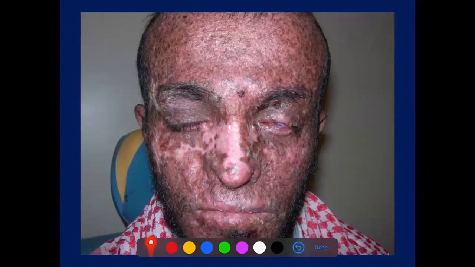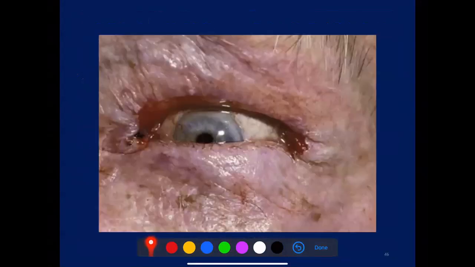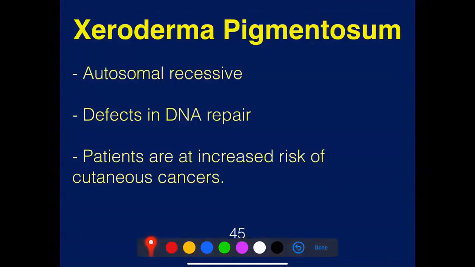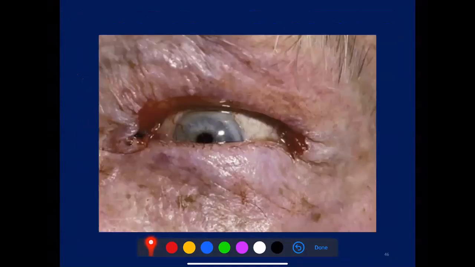Hello. We mentioned this already. Okay, how would you reconstruct this defect? So this is an upper lid defect, and it is large, more than 50% of the eyelid. So we will do Cutler-Beard procedure. Excellent.